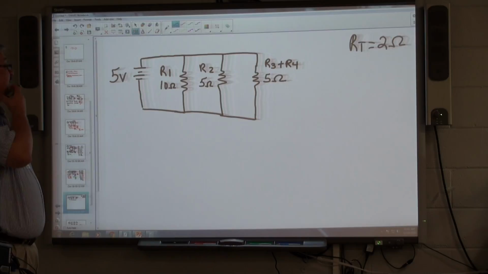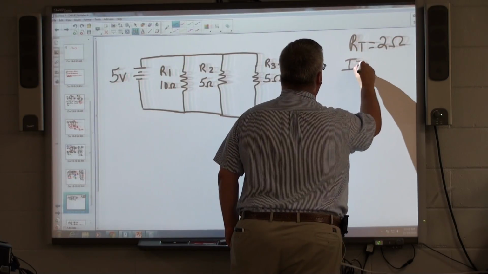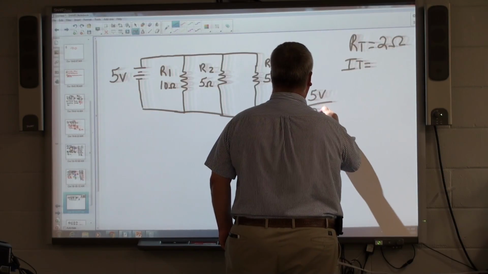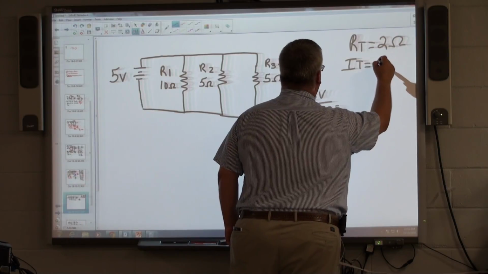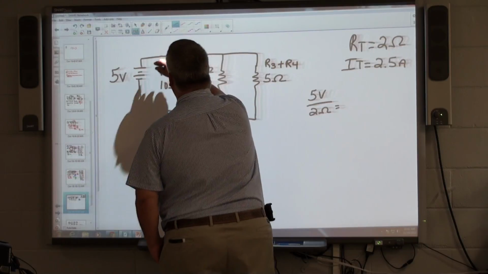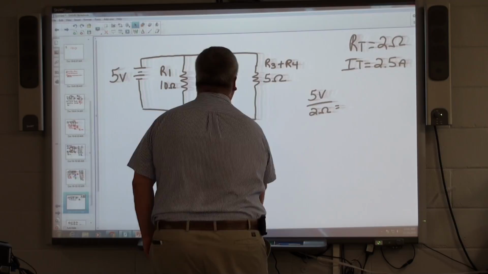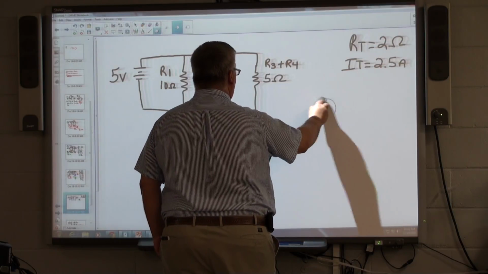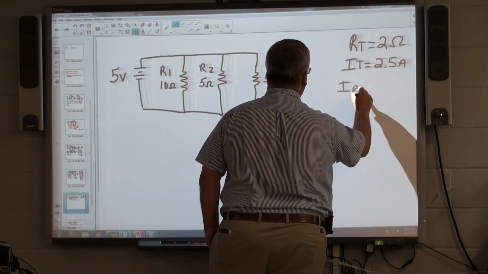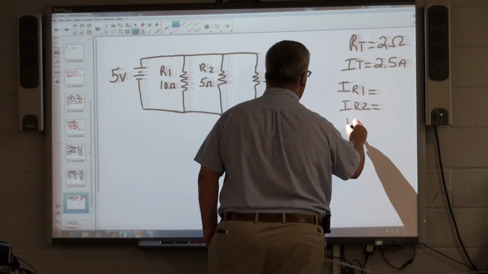All right, so we know RT, so what can we get right away? I total. I total is equal to 5 volts divided by 2 ohms, which is equal to what? 2.5 amps. So we know we got 2.5 before we get to our branches and after coming back from our branches. So let's get I bar 1, I bar 2, I bar 3.